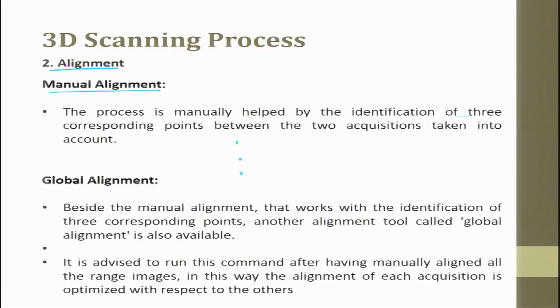Global alignment: besides the manual alignment that works with identification of three corresponding points, another alignment tool called global alignment is also available. It is advised to run this command after having manually aligned all the range images. In this way, the alignment of each acquisition is optimized with respect to the others. We will have a separate lab demonstration on this reverse engineering, where the concepts of manual alignment and global alignment will be much clearer.